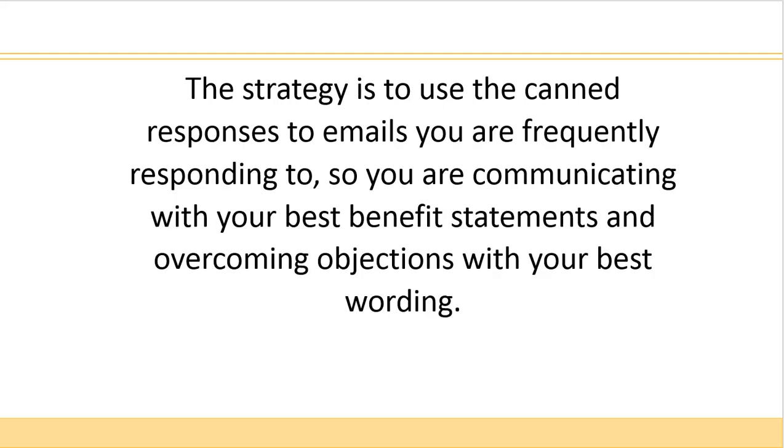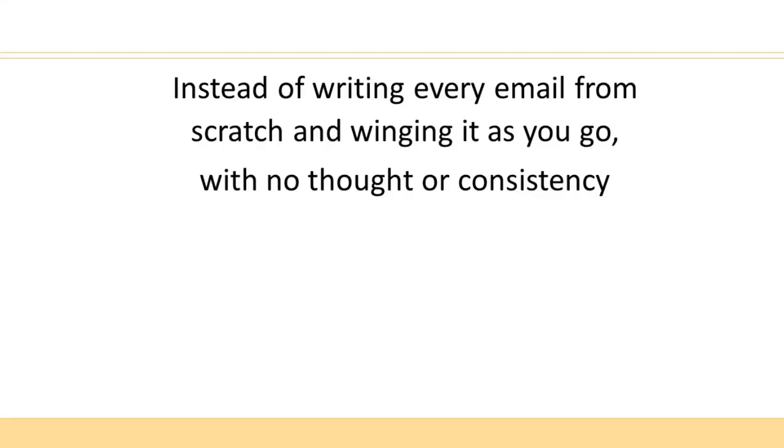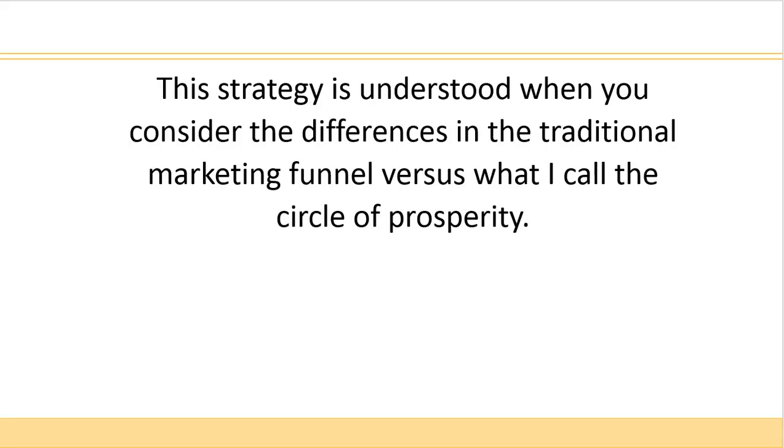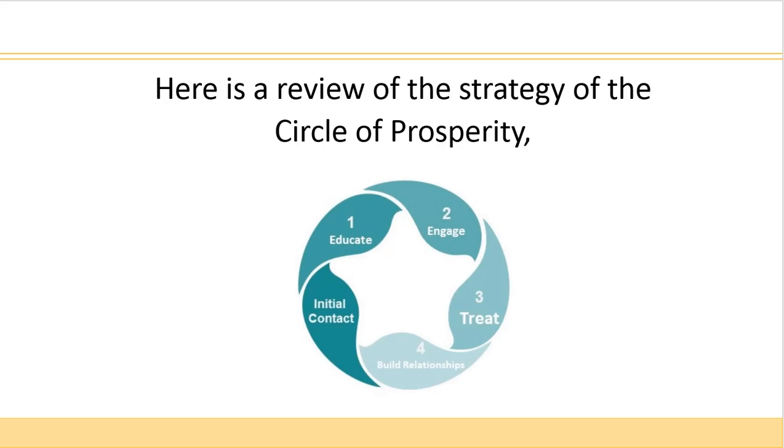So the strategy is to use the canned responses to emails you are frequently responding to, so you're communicating with your best benefit statements and overcoming objections with your best wording, instead of writing every email from scratch and just winging it as you go with no thought or consistency. This strategy is understood when you consider the differences in the traditional marketing funnel versus what I call the circle of prosperity. So here's a review of the strategy of the circle of prosperity.